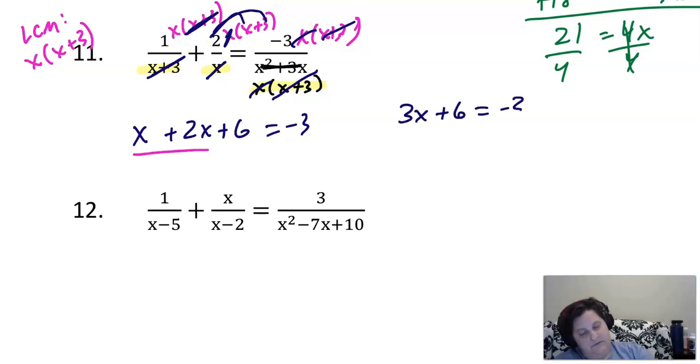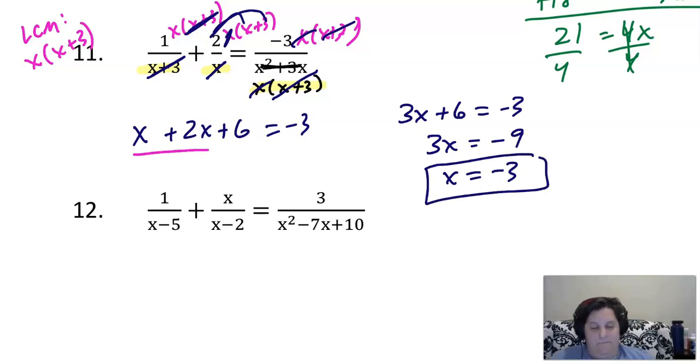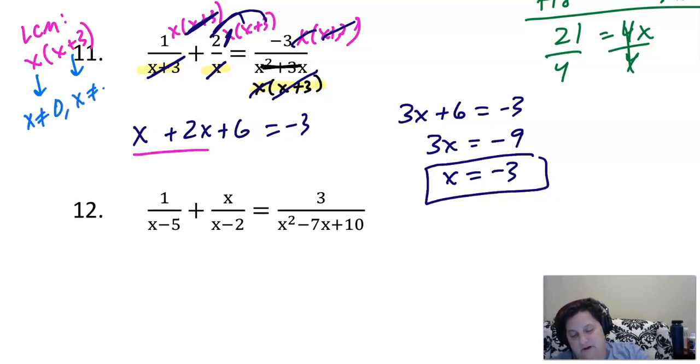3x plus 6 equals negative 3. If I subtract that over, 3x equals negative 9, and x equals negative 3. All right, you guys, this is why we check for extraneous solutions. If I come back up here, what is x not allowed to be? Well, it's not allowed to be 0, and it's not allowed to be negative 3.